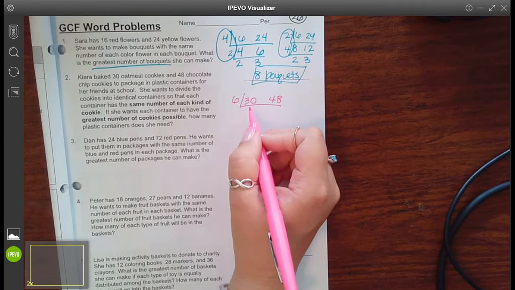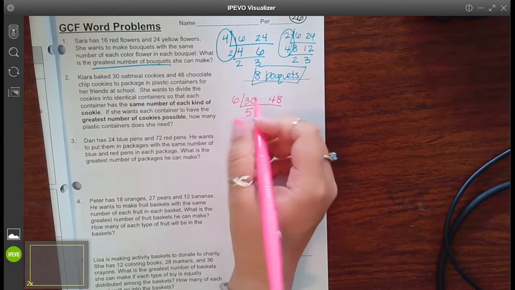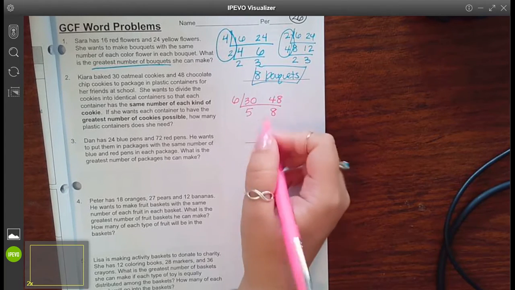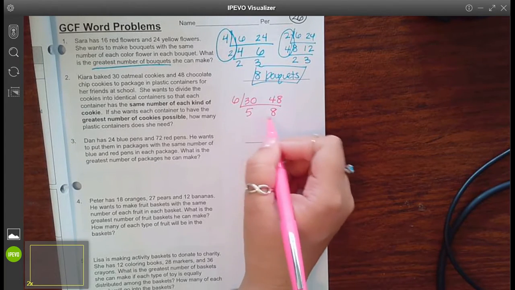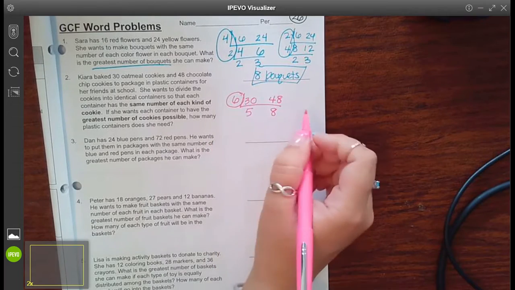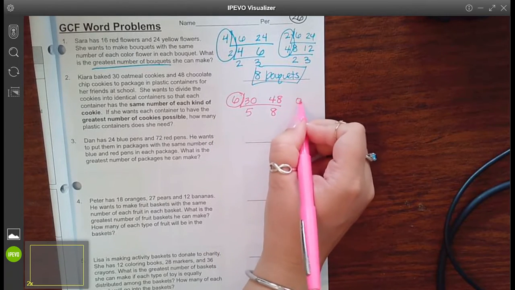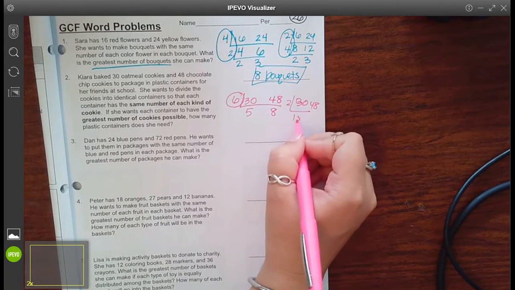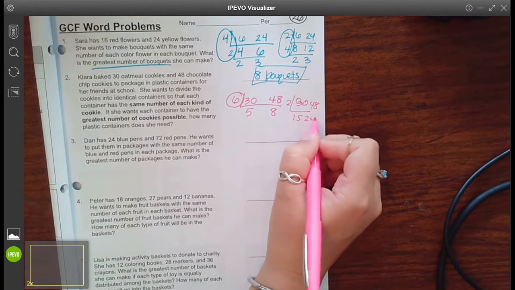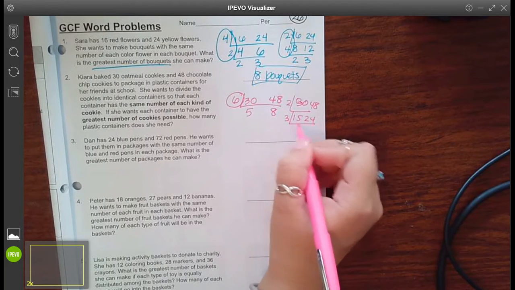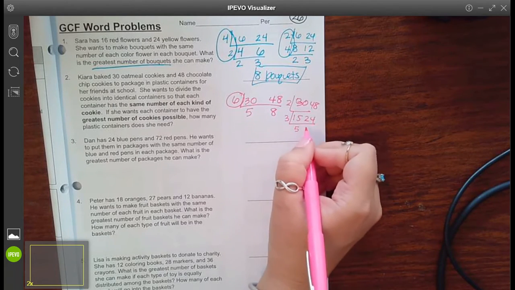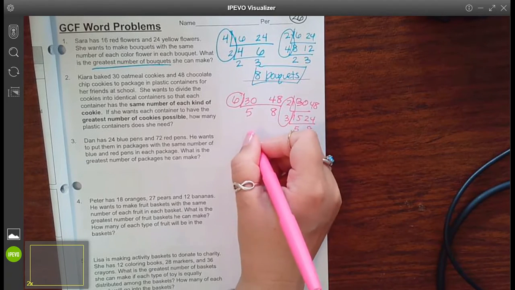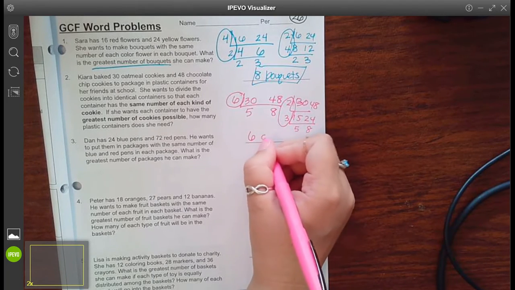6 times what is 30? 5. 6 times what is 48? 8. Can I keep going? Can anything go into 5 and 8? No, so I'm done. Now, even if you had started, let's say with 2, you would have had 2 goes into 30 15 times, 2 goes into 48 24 times, and then 3 can go into both of those, 5 and 8 times. You still end with 2 times 3 is 6 containers.